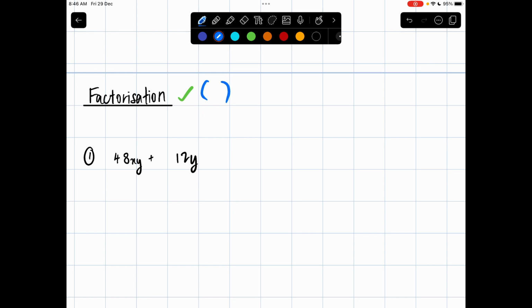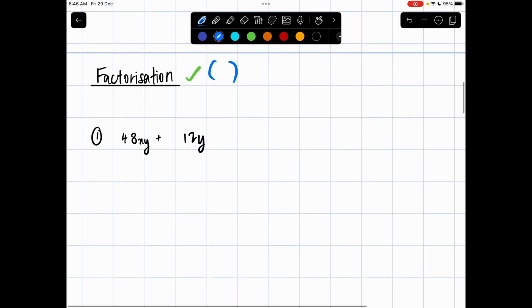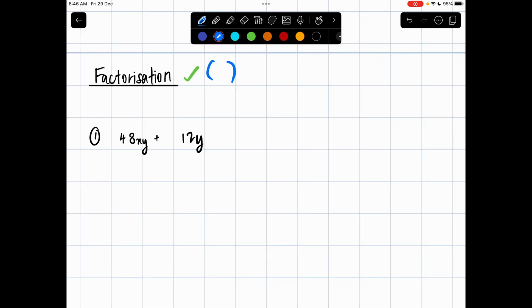So for the first one, we have 48xy plus 12y. This is exactly the same concept that I taught you in the previous video, where we find the HCF of the given expression. So, as I said in the last video, make sure you go one by one. First, the numbers. So 48 and 12.